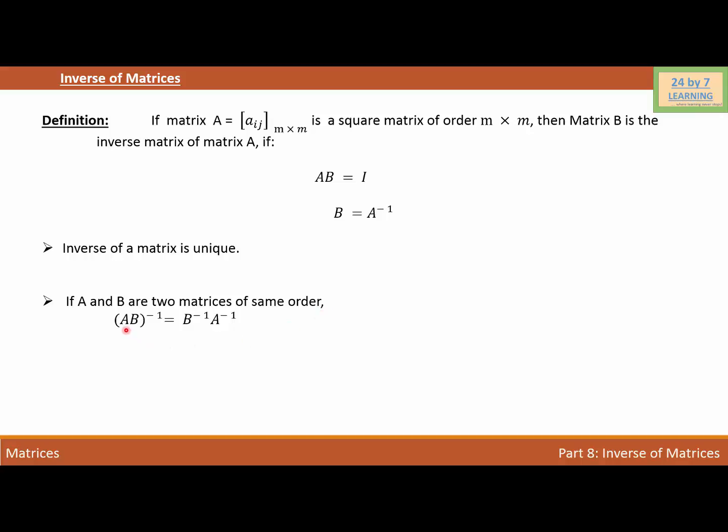Second property: if A and B are two matrices of the same order, then the inverse of the product of matrices A and B is equal to the product of inverse matrix B times inverse matrix A. In other words, you can say that if we want to find the inverse of the product of two matrices, then it is equal to the inverse of the second matrix times the inverse of the first matrix.